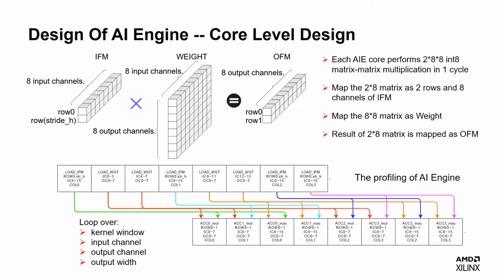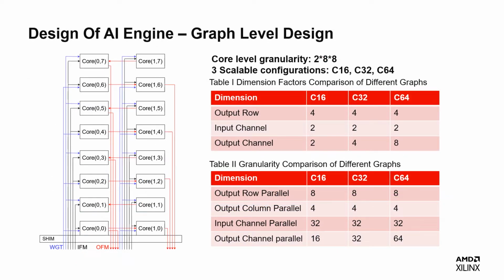The figure below shows the profiling of AIE base pipeline. In one iteration of AIE computation, the base pipeline is looped over multiple dimensions, including kernel window, input channel, and output weights. After the loop on the input channel dimension, the partial result of the output feature map of this iteration is produced.